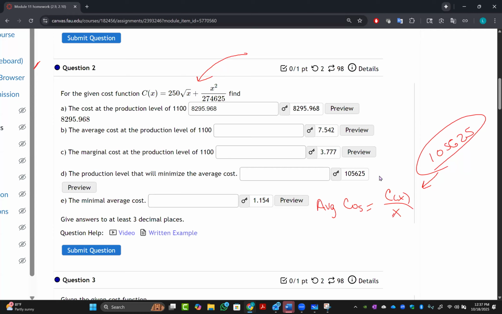And then we want to know what is that cost? How much is it costing me per item? We know how many items I have to buy. I want to know how much I'm paying per item. And we found out that it's 1.154. How do we find that out? We found the cost, which is this equation. I plug in the amount of things that I have to buy to minimize the cost, and I divide by that number.